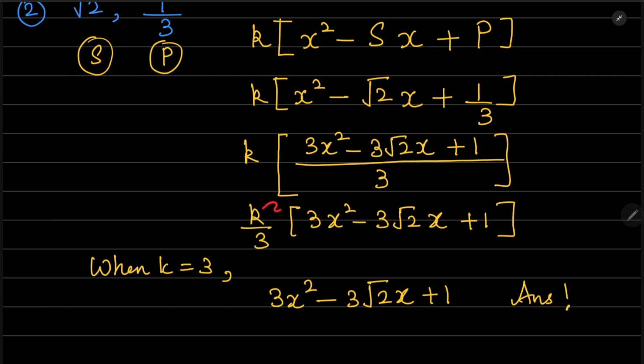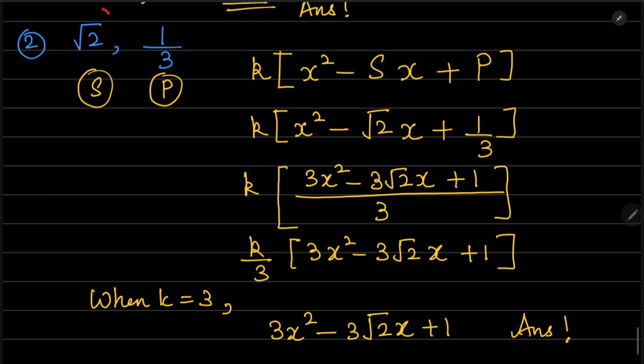Suppose you take k is 6. Then what will you have? You will have to multiply everything with 2. So you will have 6x square minus 6 root 2x plus 2. This is also correct. Okay. So again, it completely depends on it. If you are taking k as 9, what will you have outside? You will have a 3. Multiply 3 with all the terms. That is your final answer.